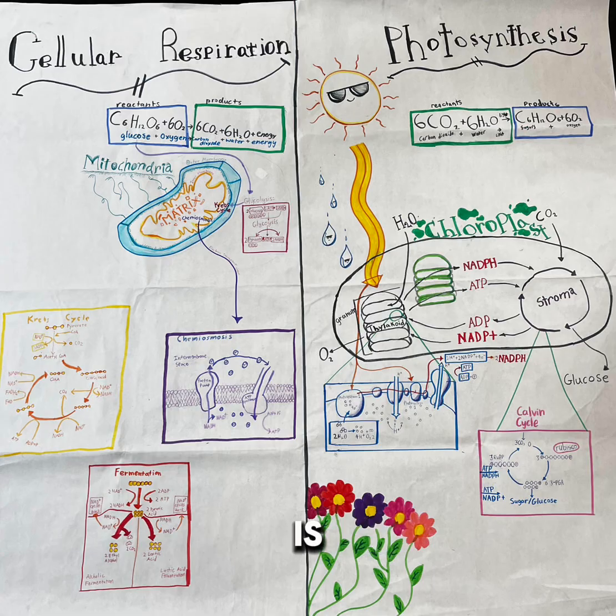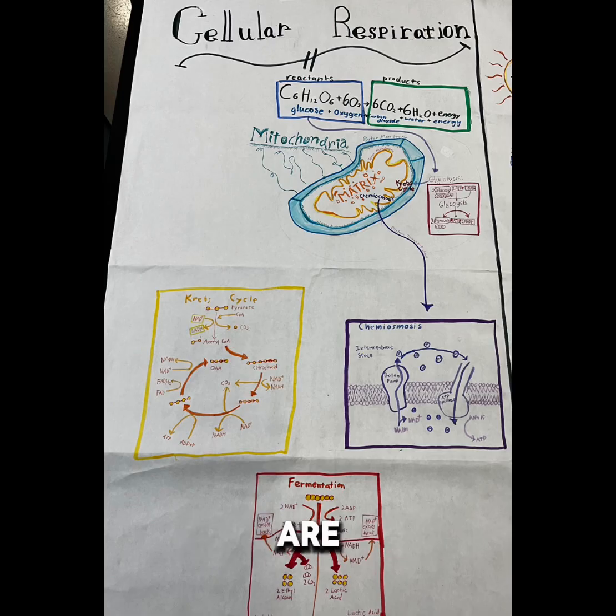Cellular respiration is a process in which glucose molecules are broken down into around 36 molecules of ATP energy. Cellular respiration is the main process that autotrophs and heterotrophs undergo to obtain energy necessary for their cellular processes.